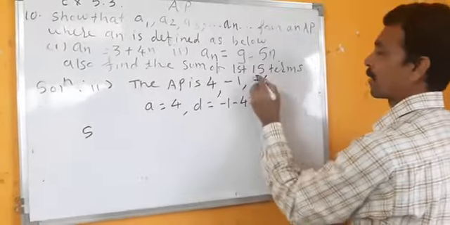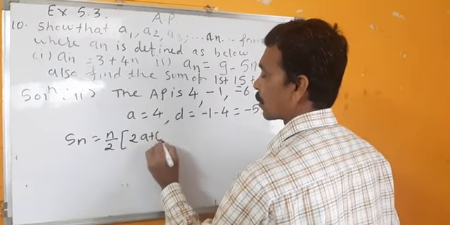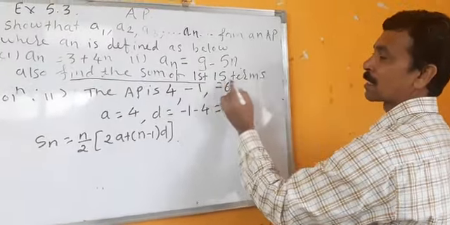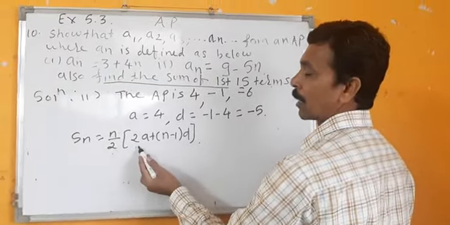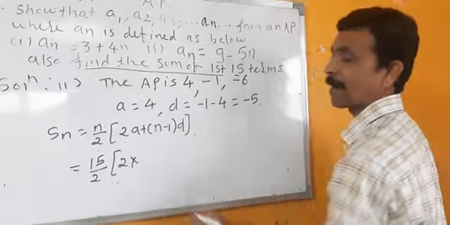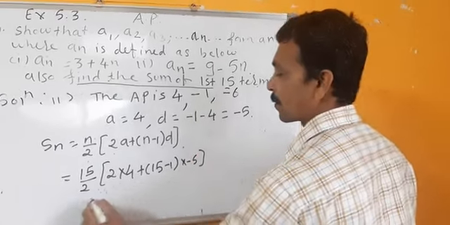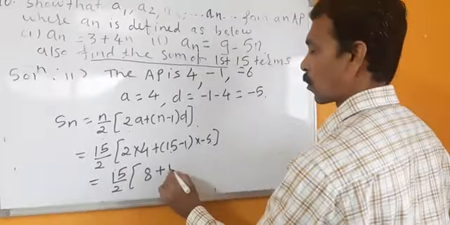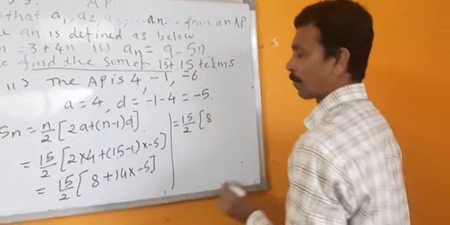Now we have to find S15. For that you have to use the Sn formula. Sn is equal to n by 2 into 2a plus n minus 1 into d. Again I repeat, after getting the values of a and d, we have to find the sum of the first 15 terms, means n will be 15. Sn is equal to n by 2 into 2a plus n minus 1 into d, which is 15 by 2 into 2 into 4 plus 15 minus 1 into minus 5, which is 15 upon 2 into 8 plus 14 into minus 5.